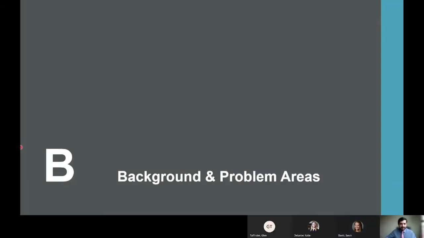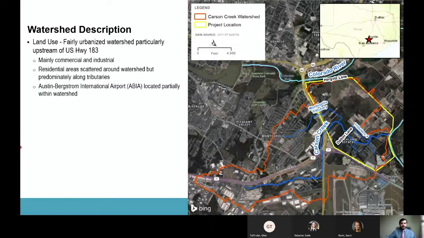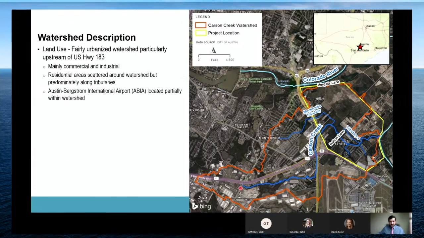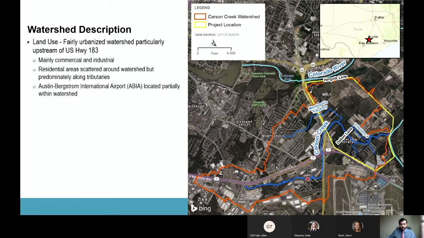Okay, thank you, Glenn. So we will go through background and the problem areas for this watershed. As Glenn mentioned, this watershed is on the southeast side of Austin, near the airport, and the land use for the watershed is fairly urbanized. Just to give you a little orientation, the Carson Creek flows here on the south side, then crosses Highway 183, then travels further down and joins the Colorado River on the right side.